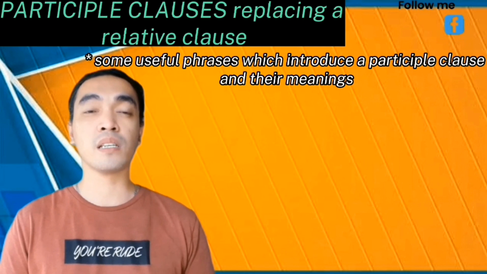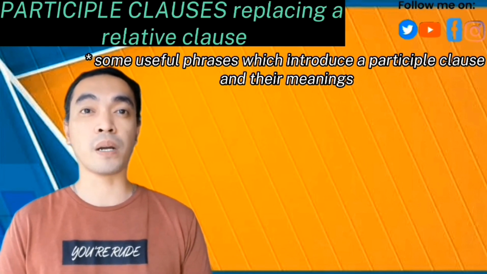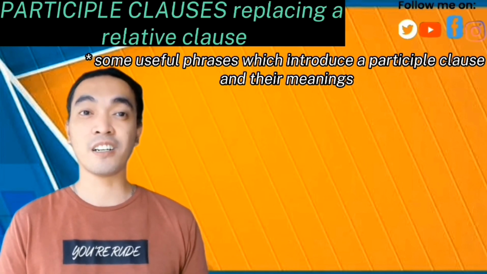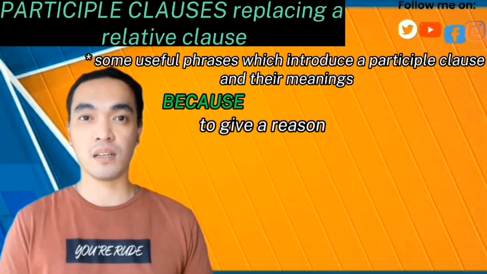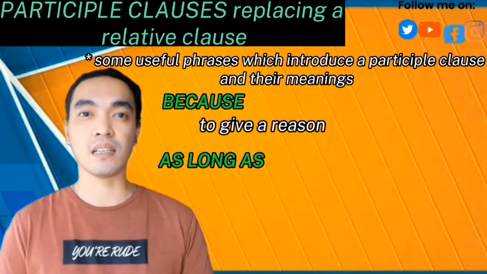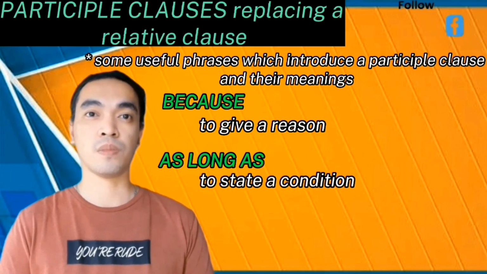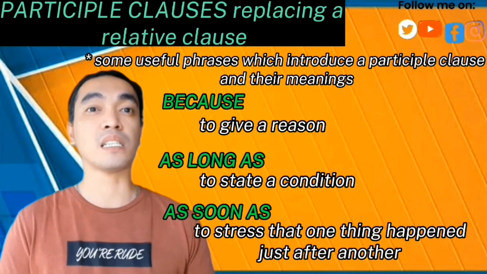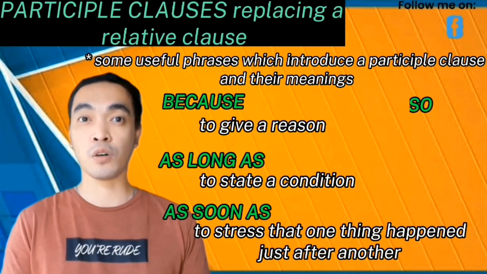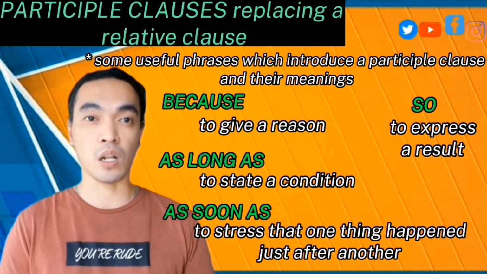Here are some useful phrases which introduce a participle clause and their meanings. Because, to give a reason. As long as, to state a condition. As soon as, to stress that one thing happened just after another. So, to express a result.